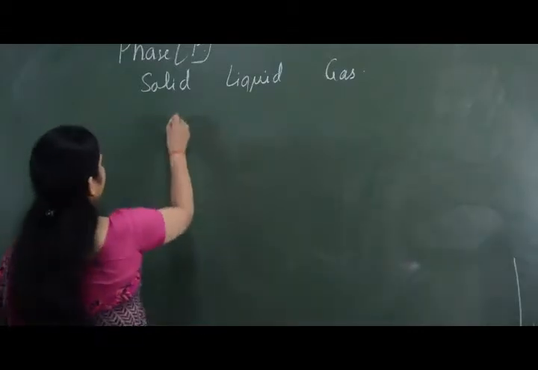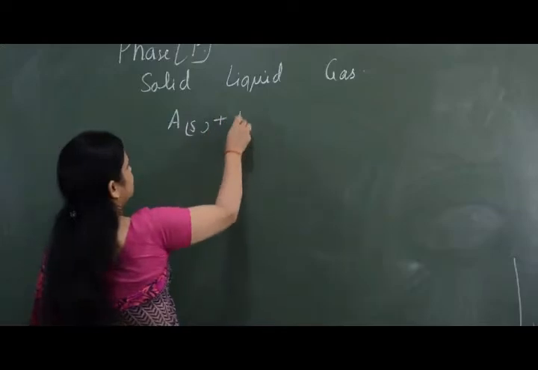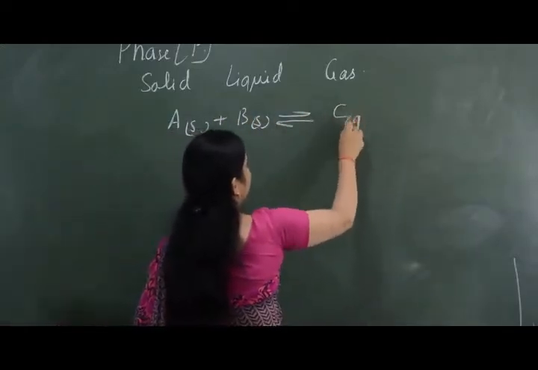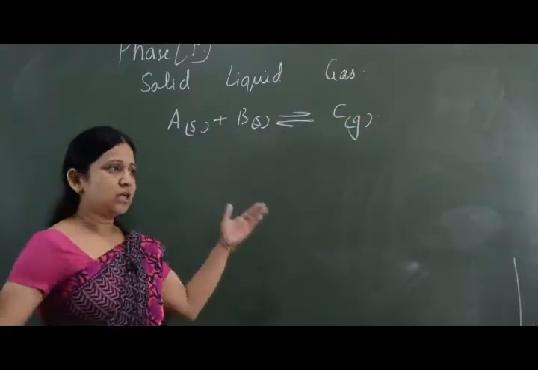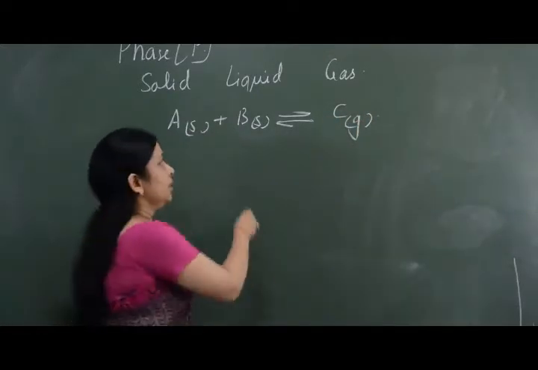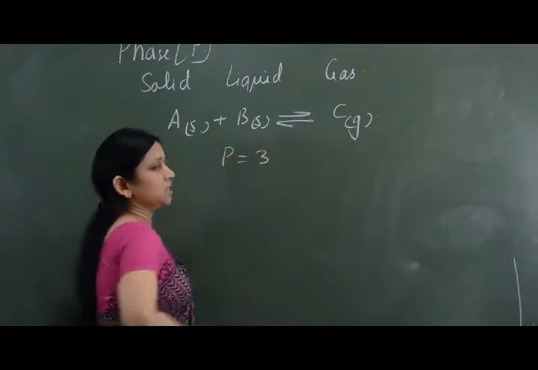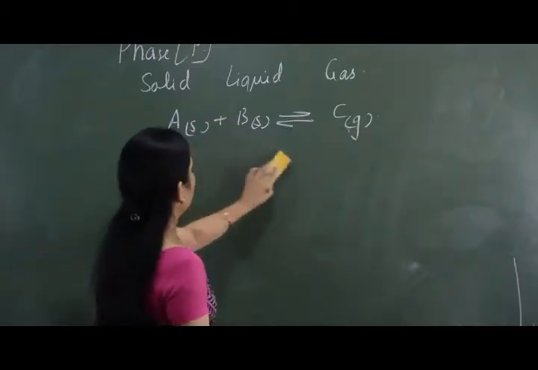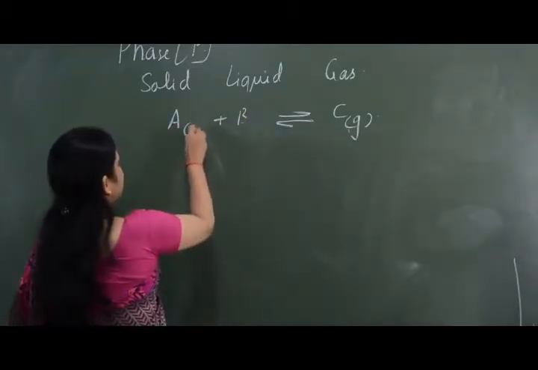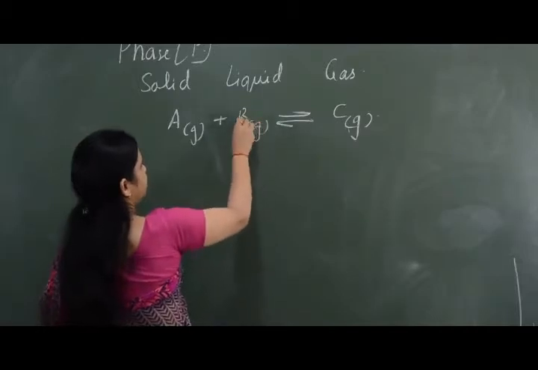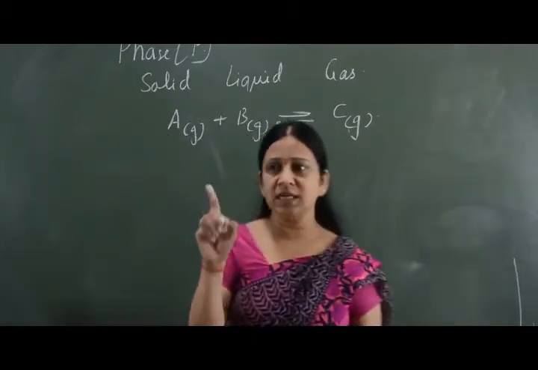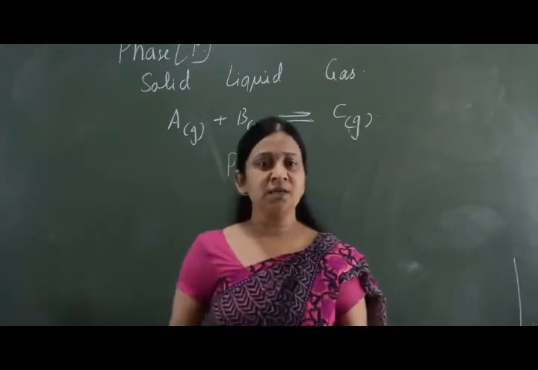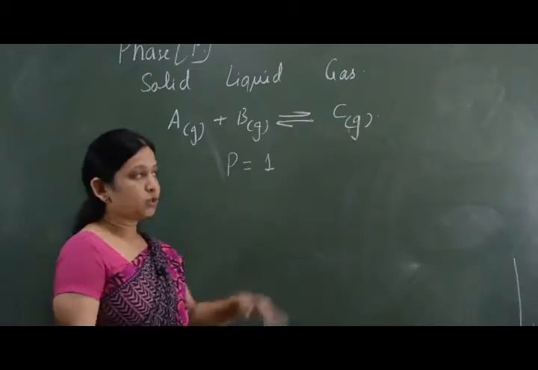For example, if we have A solid plus B solid giving C gas, and you are asked how many phases there are, it is a three phase system: two solid phases and one gaseous phase. Now, if the condition is that A is gas, B is gas and C is gas, and you are asked the number of phases, then it is a one phase system. So, this is how it is going to vary.